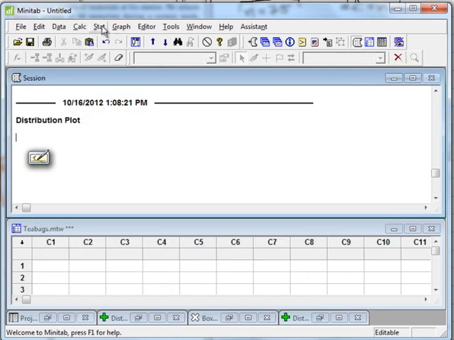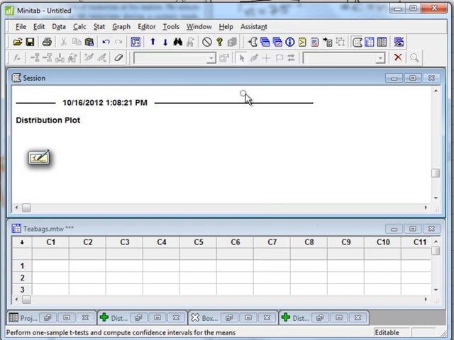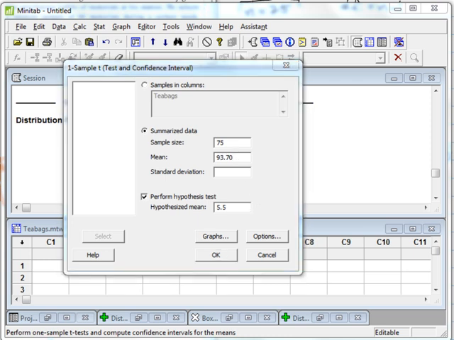In this case, I go to Stat, Basic Statistics, and I go to 1-Sample t, because the population standard deviation is not known. And in this example, the data has been summarized for us already. We know that the sample size was 75. The mean of the sample was $93.70. And the standard deviation is 34.55. Okay, now we're going to perform a hypothesis test, and in our hypothesis we're looking at the cutoff point of 100.